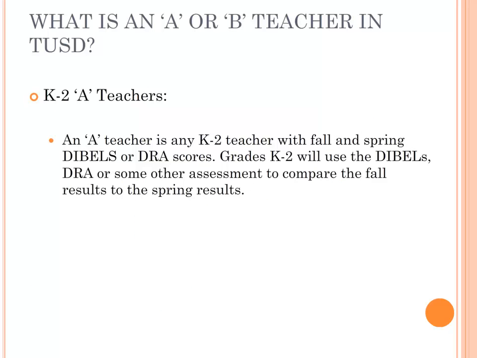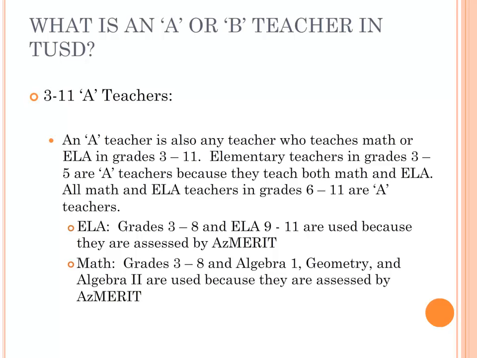The following 3 slides will help you determine whether you are an A or a B teacher in TUSD. An A teacher is any K2 teacher with fall and spring DIBELS or DRA scores. Grades K2 will use the DIBELS, DRA or some other assessment to compare the fall results to the spring results. An A teacher is also any teacher who teaches math or ELA in grades 3 through 11.